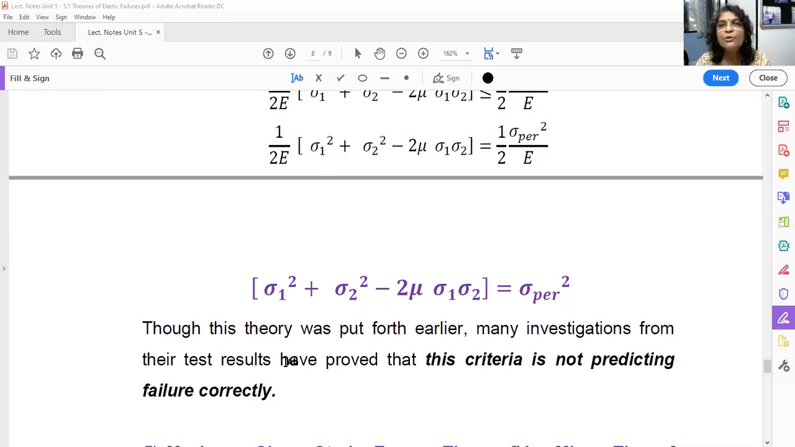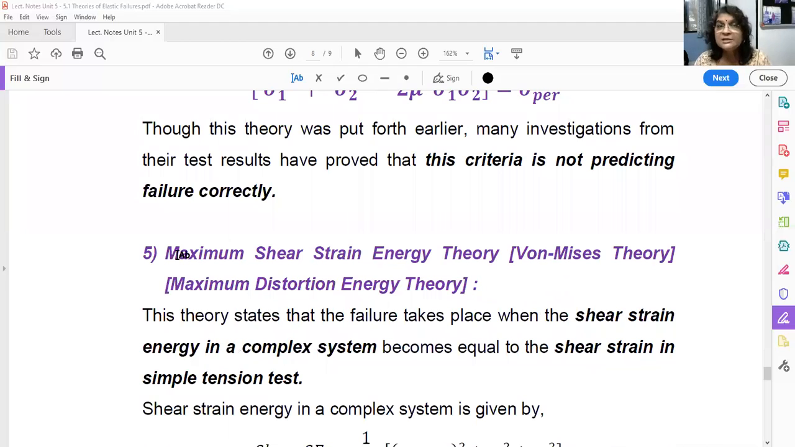Now let us go to the last theory. There is a fifth theory which is based on the shear strain energy. That's why the name is maximum shear strain energy theory, or it is also known as the maximum distortion energy theory, also known as the von Mises theory, after the scientist's name. This is a very useful theory, and please remember it. You will require to use it when you go to final year.